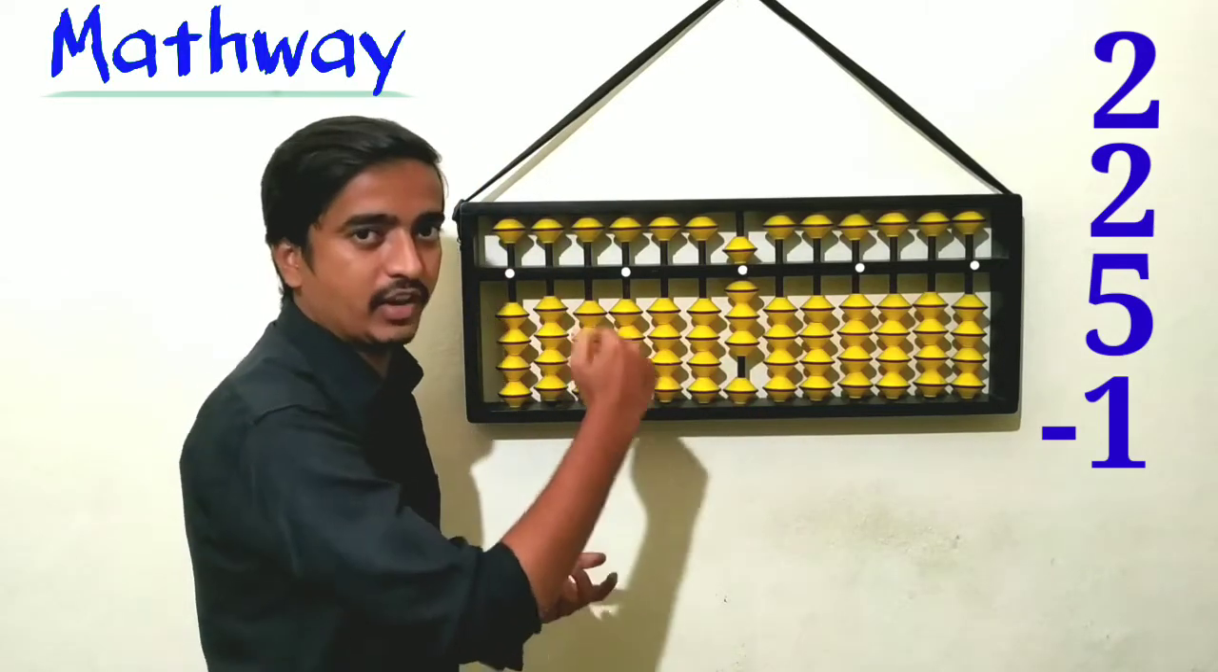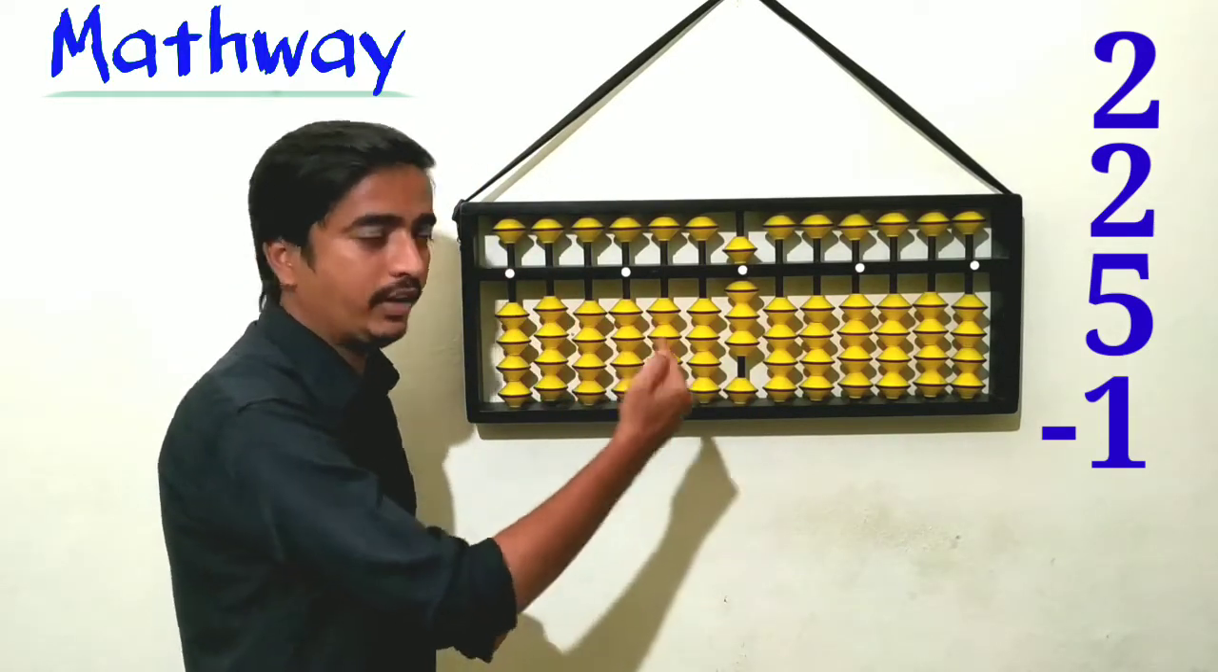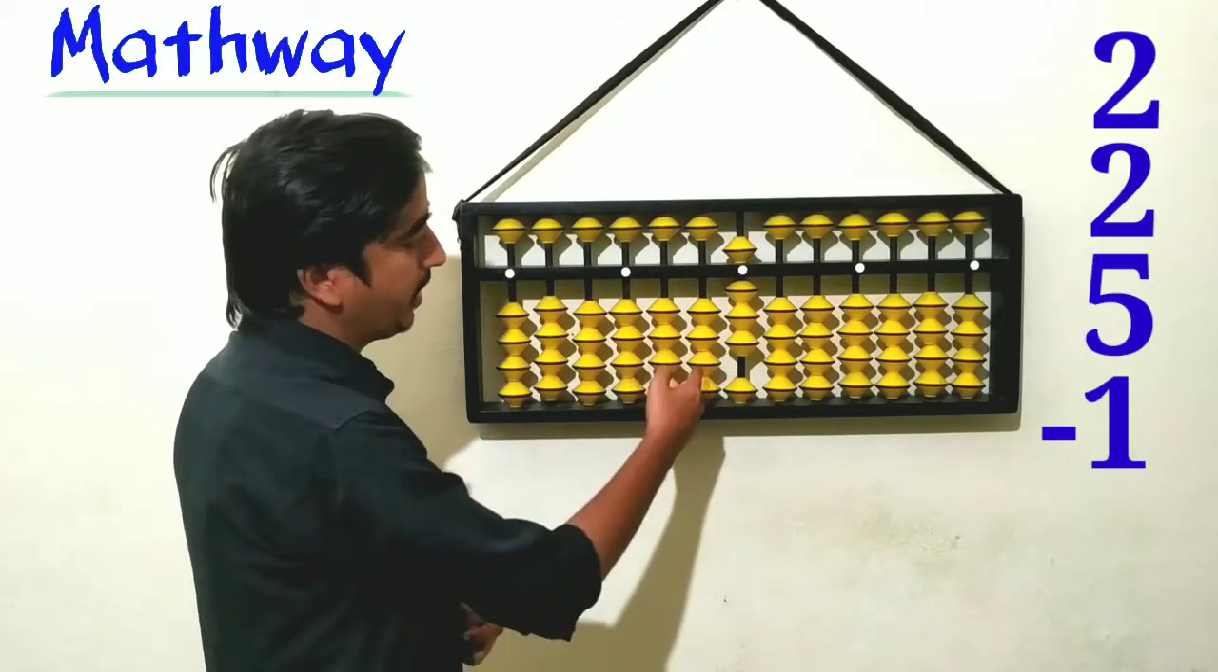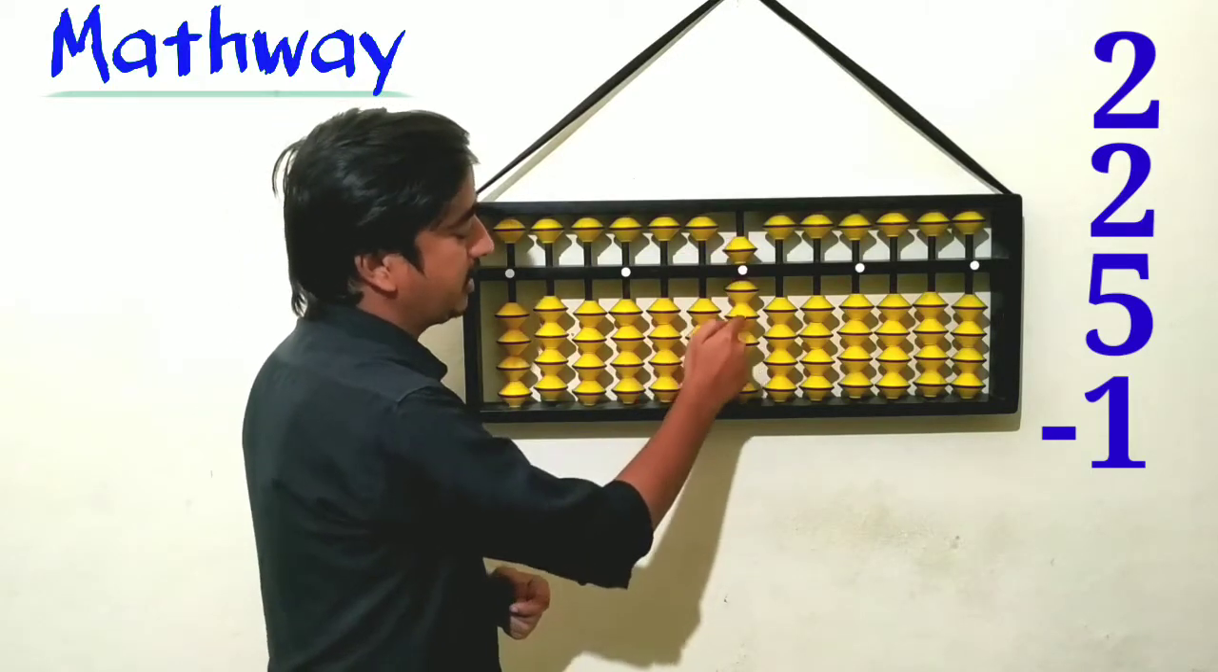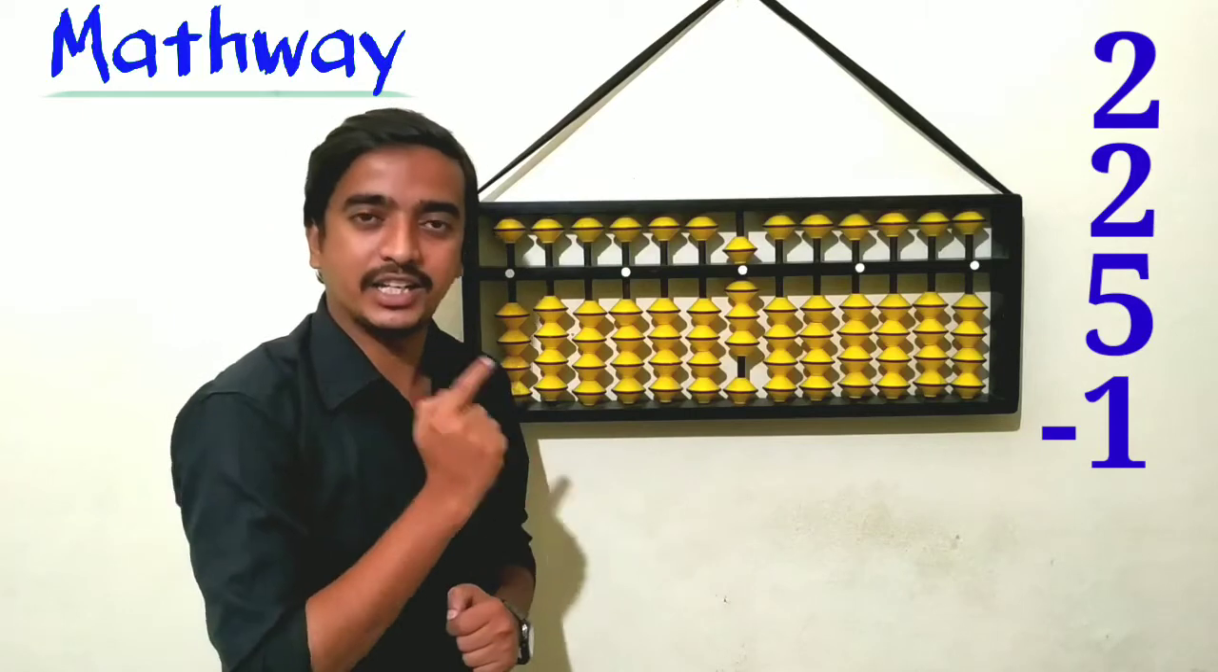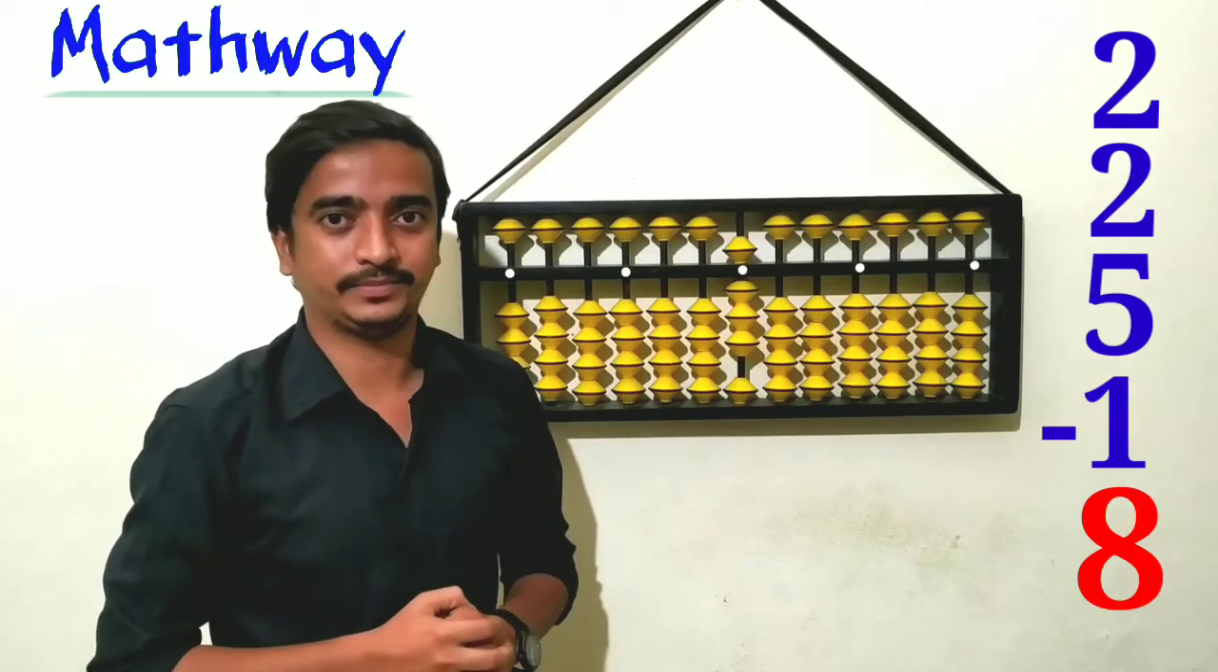What have we done? First we have taken 2, 2, 5 and minus 1. What number is here? It is 5, 6, 7, 8. So the answer is 8.